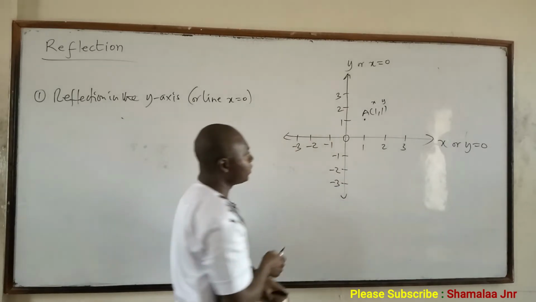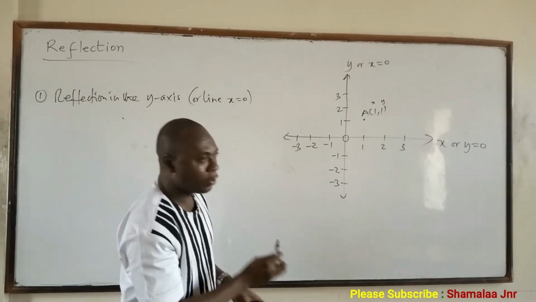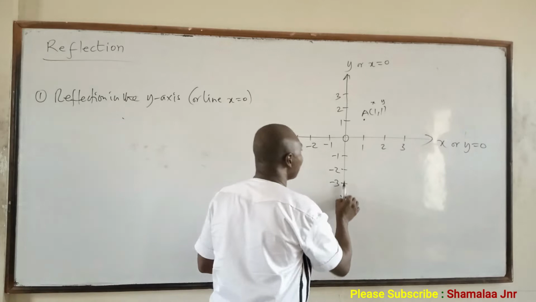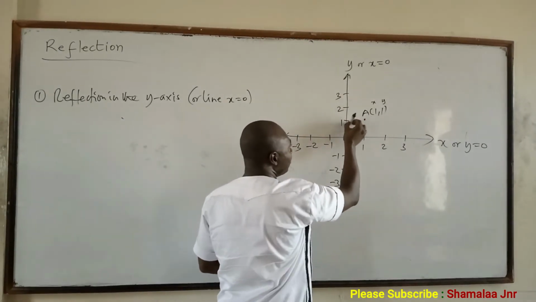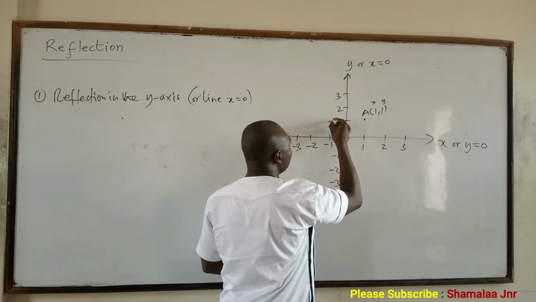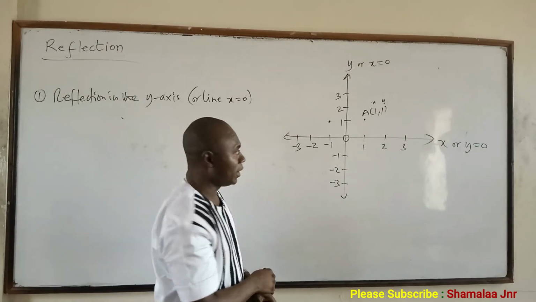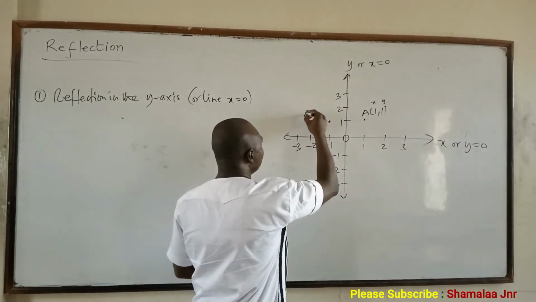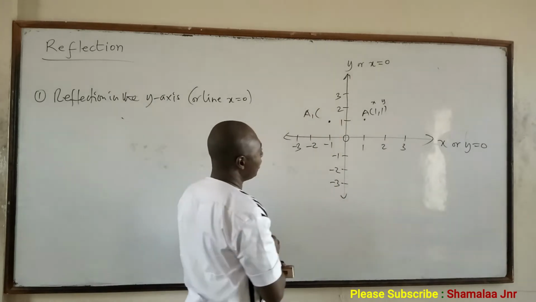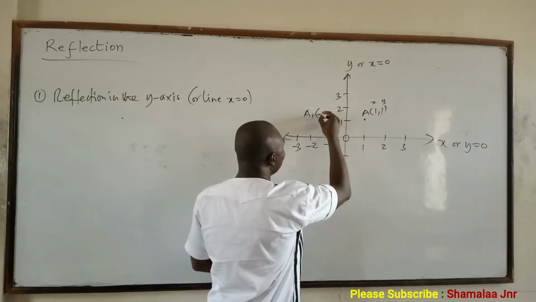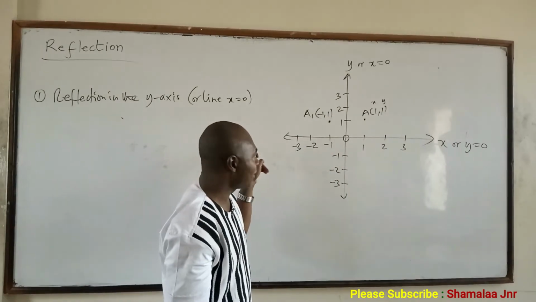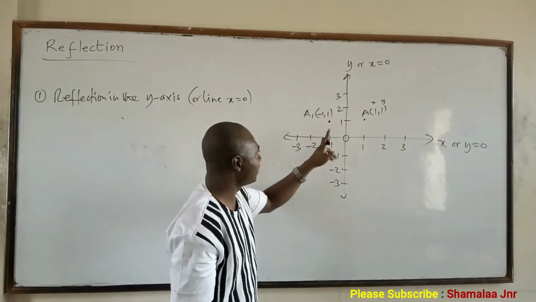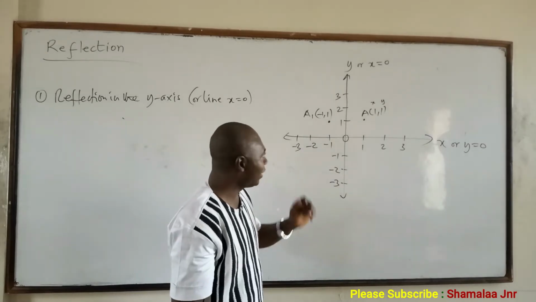So this point 1, 1. Because we are talking about the y-axis, it means that the mirror is this. This is the mirror. So if you are standing here and there is a mirror here, your image will be found here. Yes, so the image, let's call it A1. And then this image is negative 1, 1. Negative 1 on the x-axis and then 1 on the y-axis.